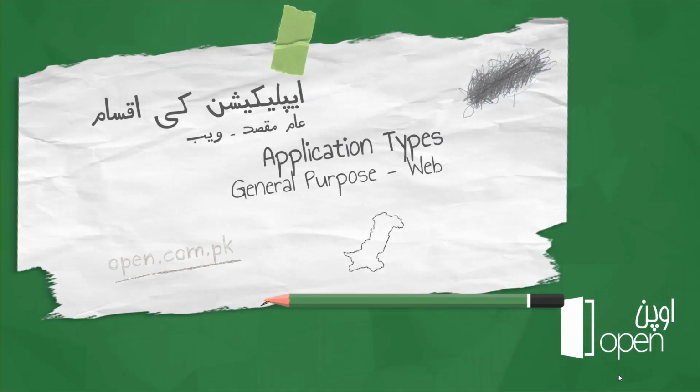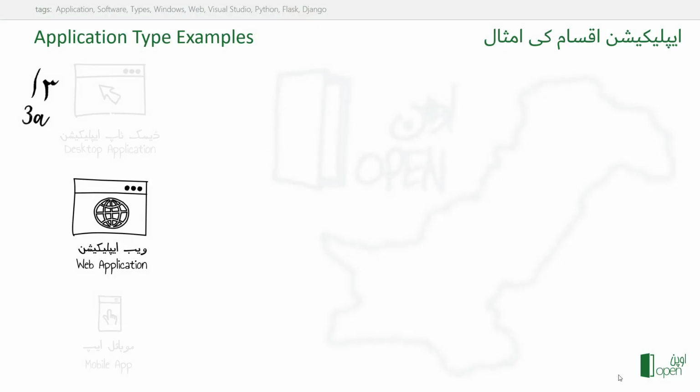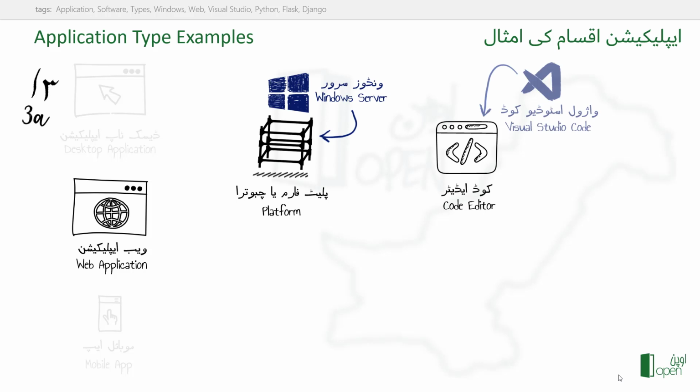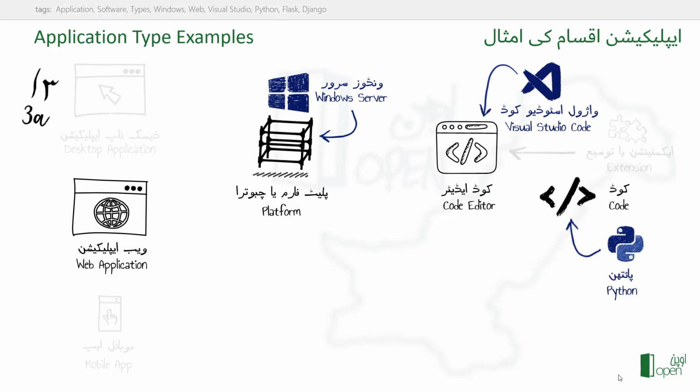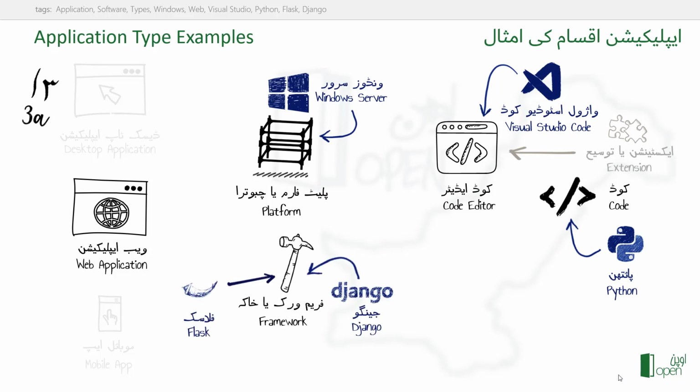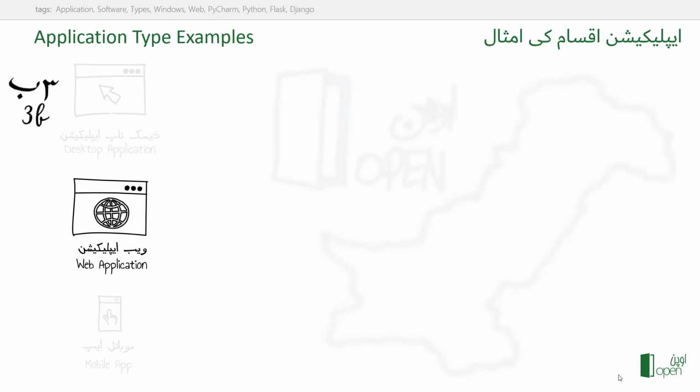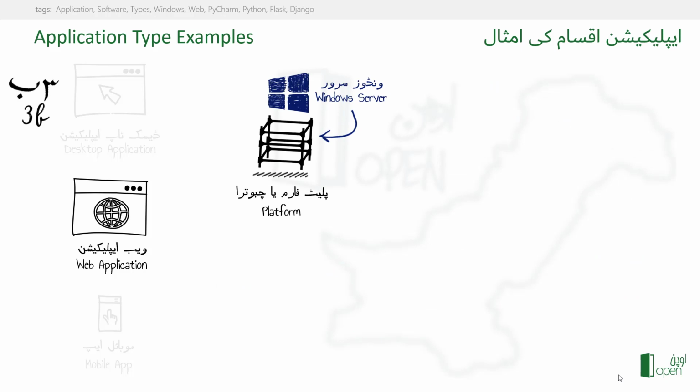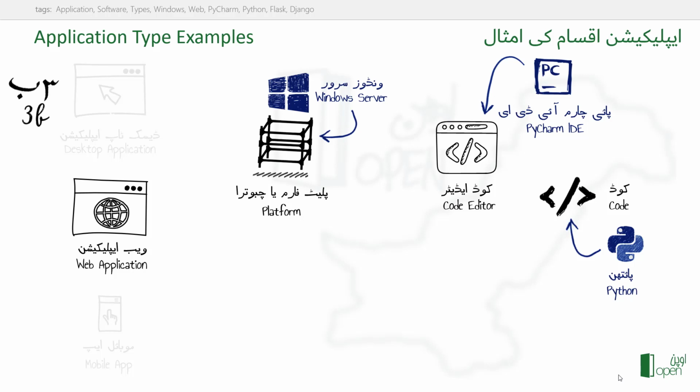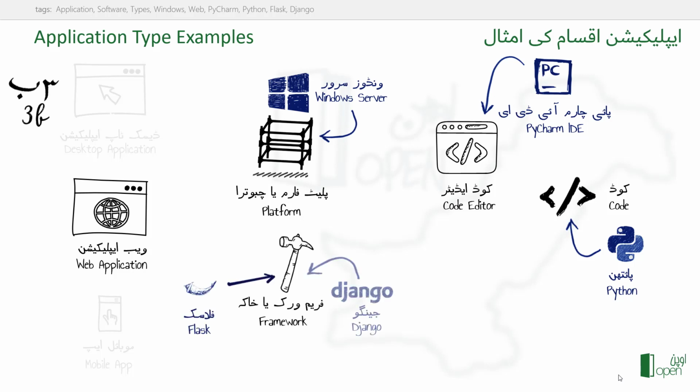Let's look at some examples of general-purpose web applications. To deploy a web application on Windows Server, a developer may use Visual Studio Code as the code editor, and in order to use Python as a programming language, an extension needs to be installed. The Flask or Django web frameworks may also be used, but no package managers. In a similar scenario, a web application on the Windows Server platform with Python as the programming language can also use the PyCharm IDE as the code editor. The framework again can be Flask or Django without a package manager in the mix.